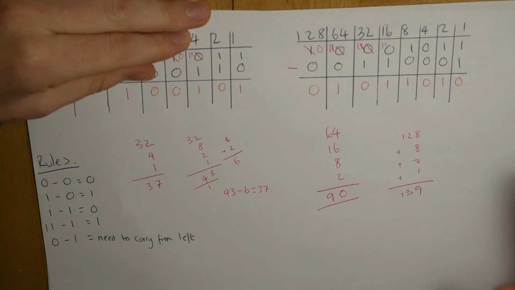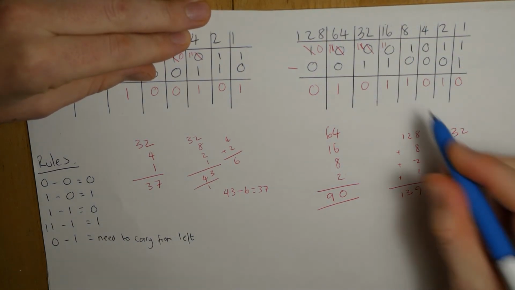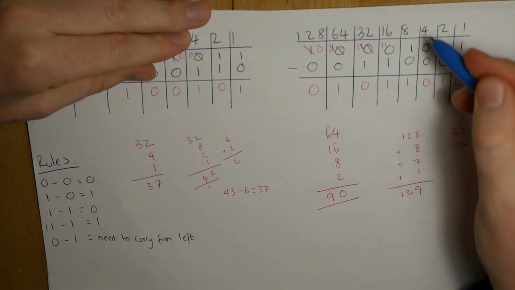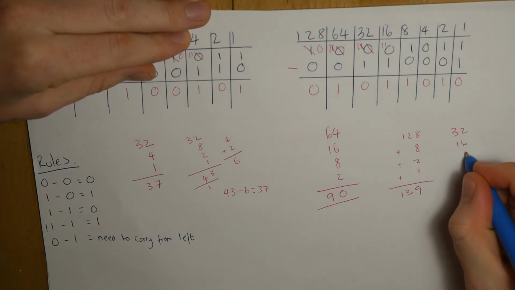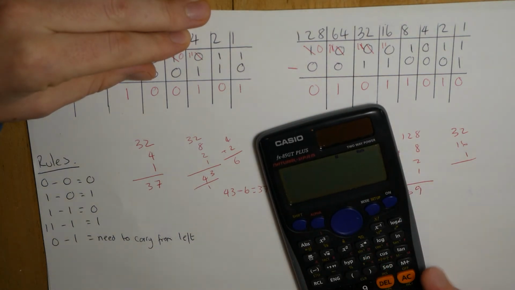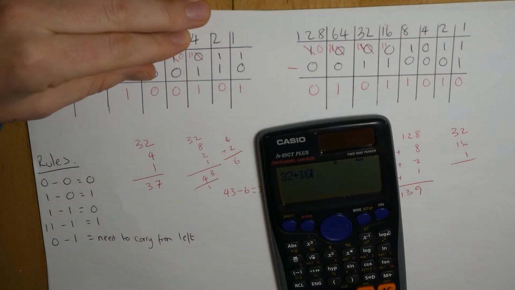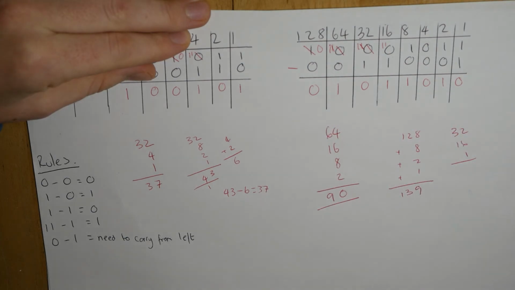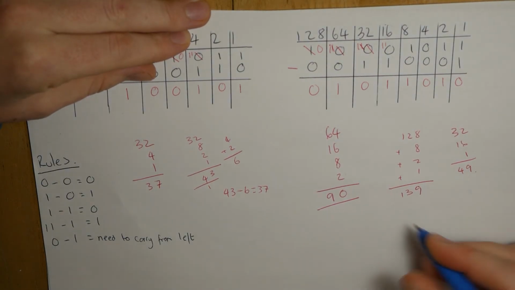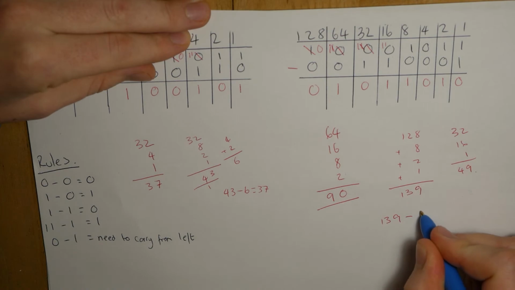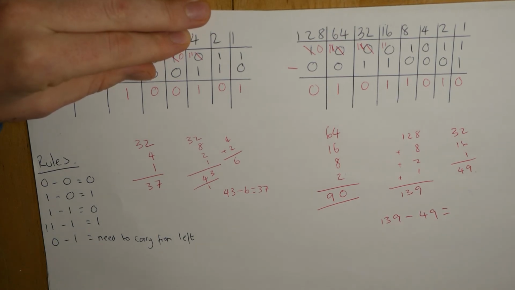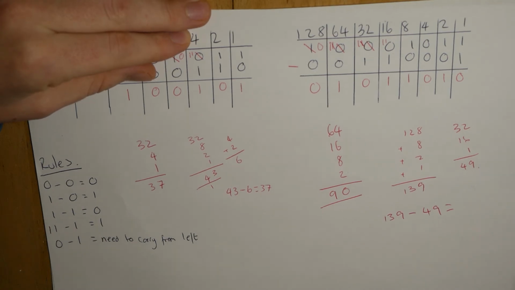It's 139. Then we can look at the bottom one, so we got 32, we have a 16, and we have a 1. So what we'll do is we'll add those up again, 32 plus 16 plus 1, which is 49. So then if we do 139 take 49, we get 90. So we can see that we've added it, we've taken it away perfectly.